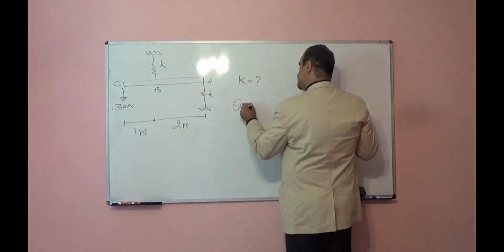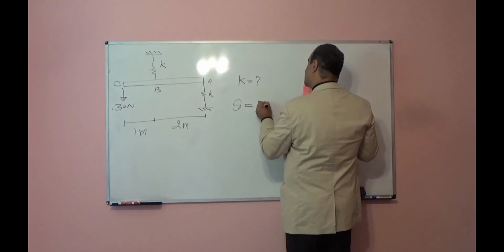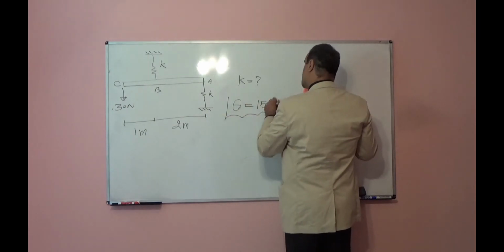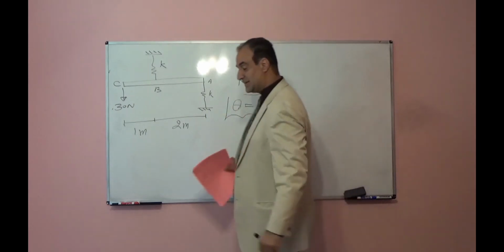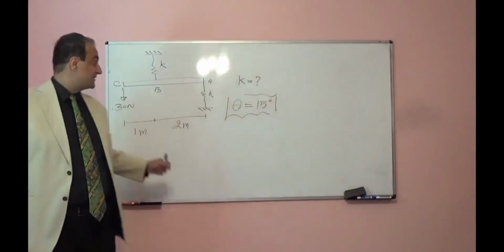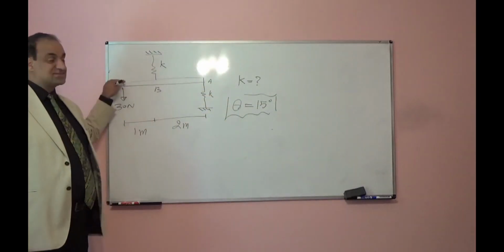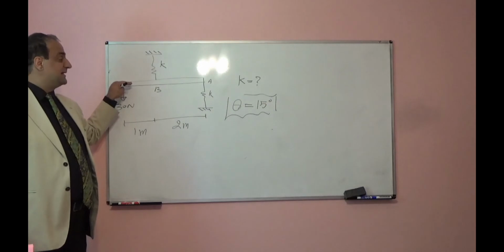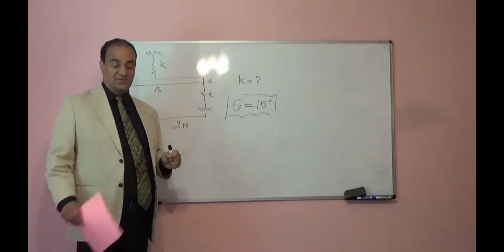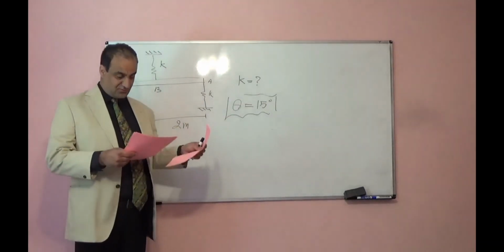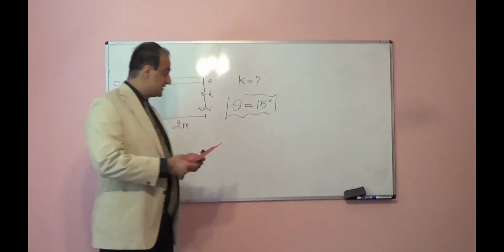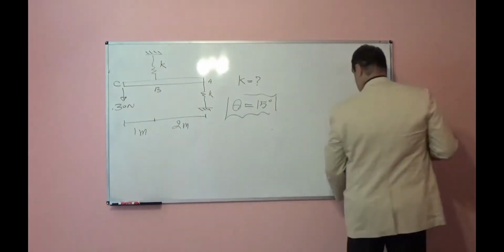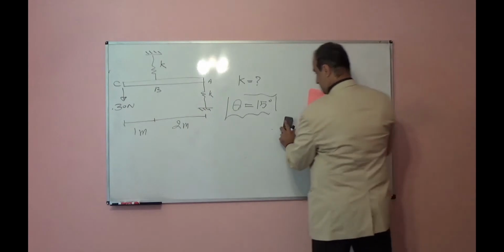Theta is equal to 15 degrees. So now find K so that after applying this load, this beam will rotate or tilt equal to 15 degrees. This is your homework problem for next session. Let's solve another problem.